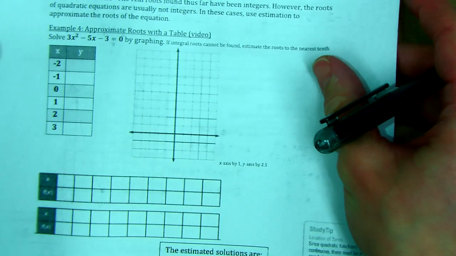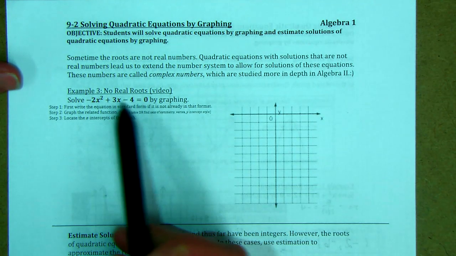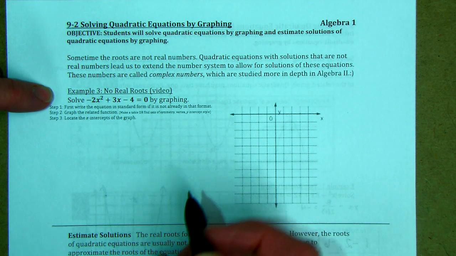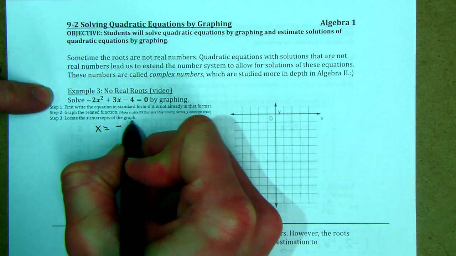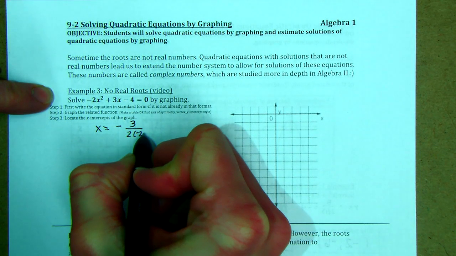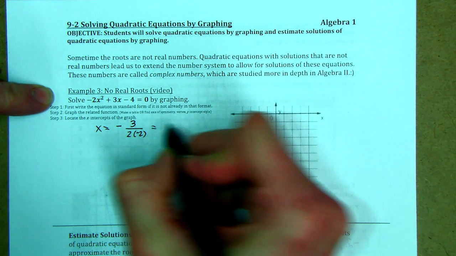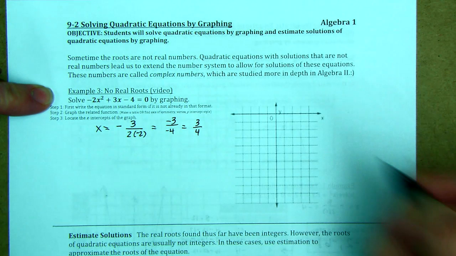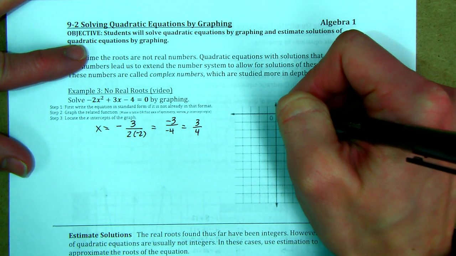If I graph this one, again, set it equal to 0 or put it in standard form, which it already is. Now we're going to find the axis of symmetry. So x equals negative b over 2a. I'm just plugging in my b, which is 3, and a is negative 2, and I get a negative 3 over negative 4, so 3/4. That's not super pretty, but we can do it. All right, so right here I have a positive 3/4-ish. It's going to be around here, right?